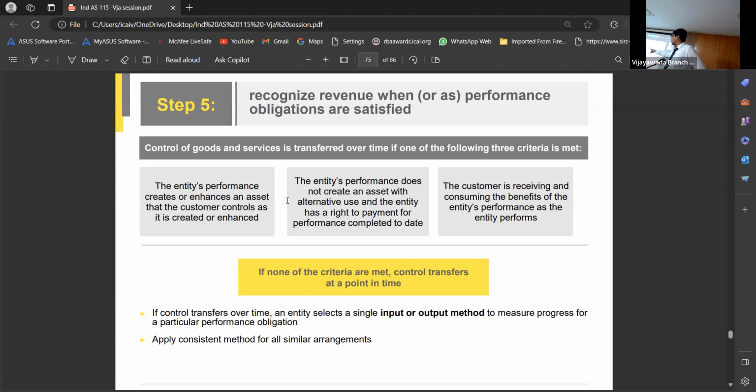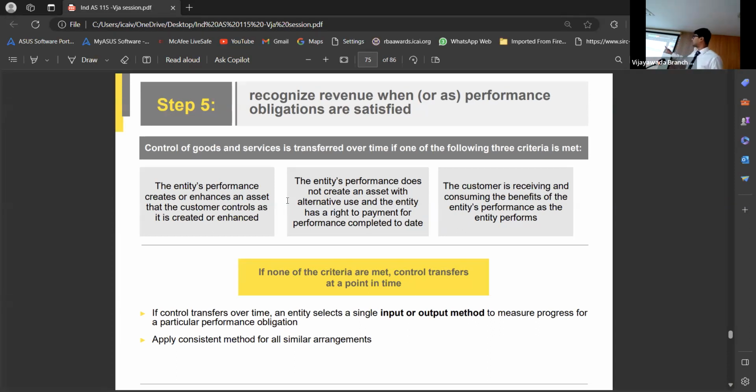The first condition is whether the entity's performance, which means the company doing that work, is creating an asset which the customer is controlling. They are saying if you do something, you should get an asset and the customer should control it. For instance, if someone is coming and doing construction on my land, I can control that asset. This is being done on my place, right? And it will enhance the customer's value also. For example, the basement is done, the first floor work is still going on, and it is enhancing the customer's value.